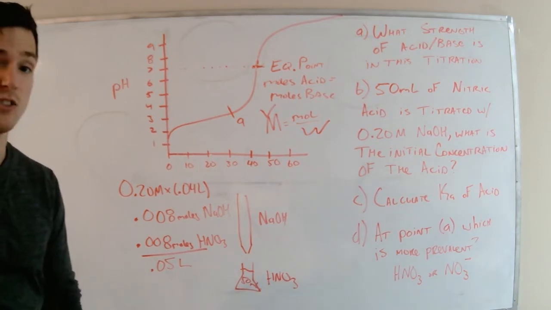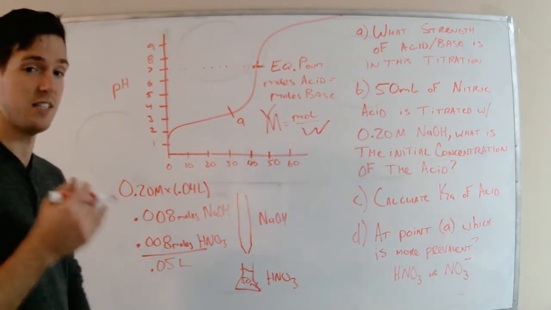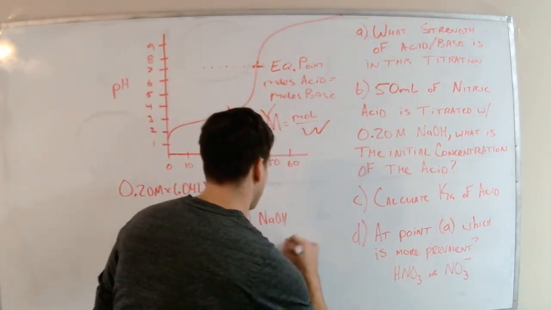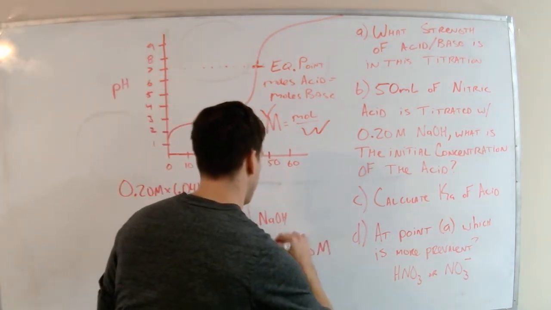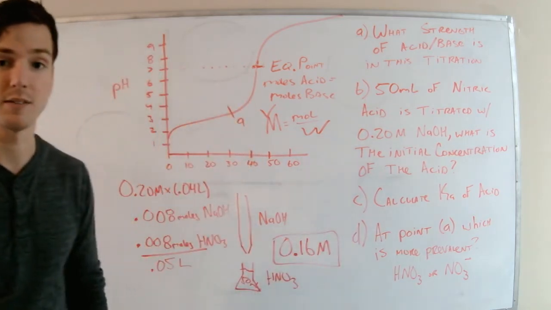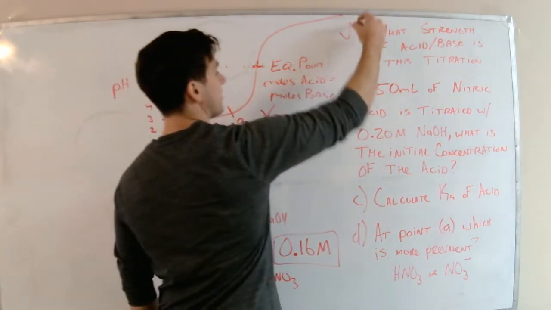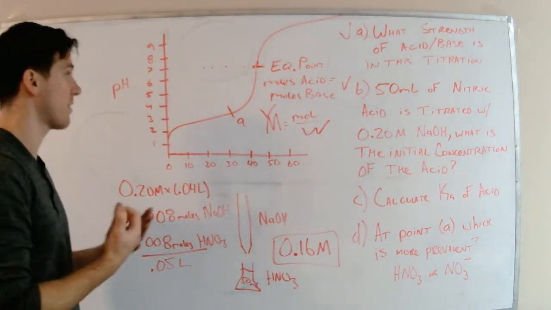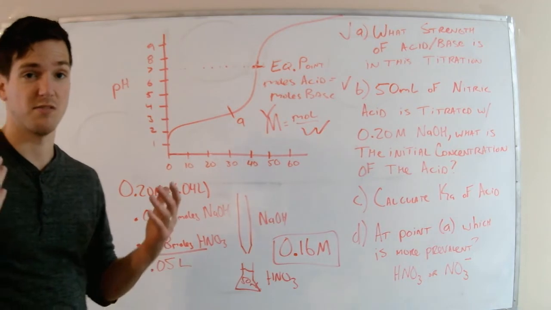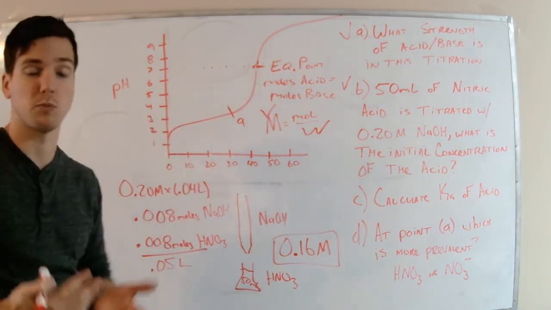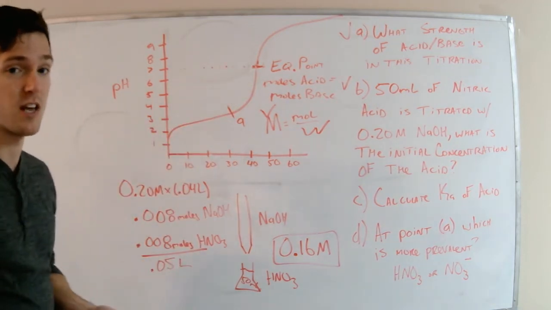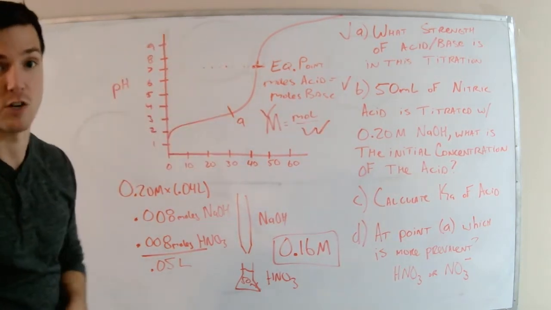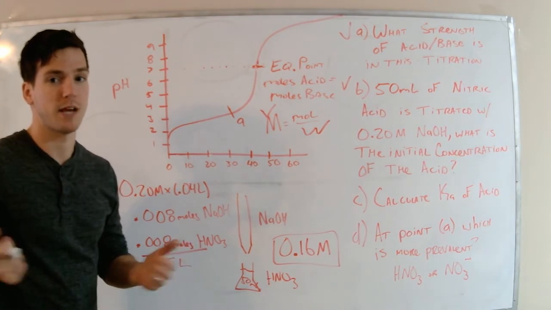So the concentration of that initial HNO3 was 0.16 molarity. Okay, I took care of A, I took care of B. So remember, whenever I ask you for the concentration of the acid, remember we use the equivalence point. I could also ask you for concentration of the base if the base is the analyte, okay? If we have a reverse titration curve, same deal, okay?